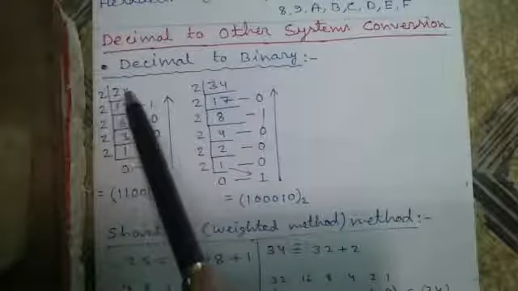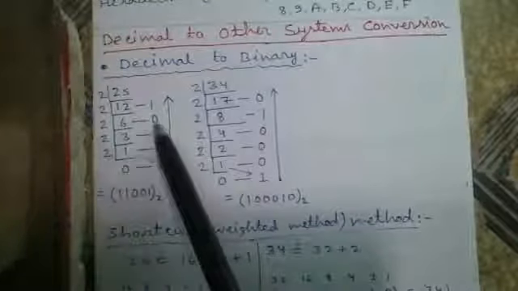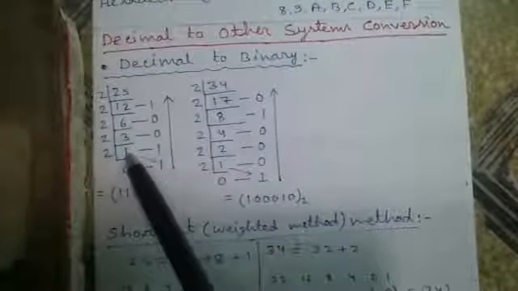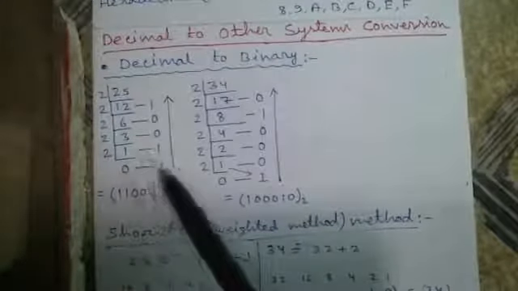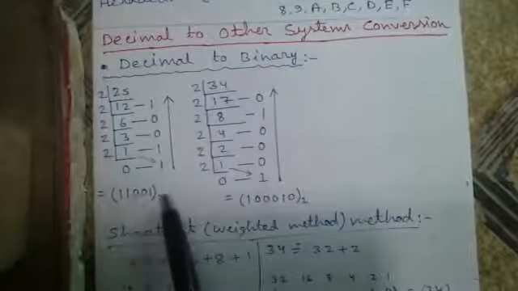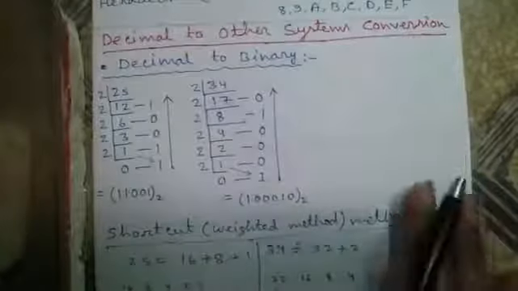So let's start. 25 divided by 2, quotient 12, remainder 1, 12 divided by 2, quotient 6, remainder 0, 6 divided by 2, quotient 3, remainder 0, 3 divided by 2, quotient 1, remainder 1, and 1 divided by 2, quotient 0, remainder 1. This 1 is jumped to here, and read the result upward. So it becomes 11001 in binary. For 34, pause the video and do it yourself.